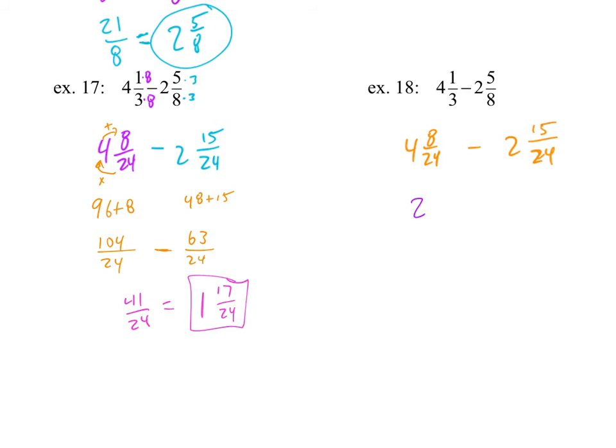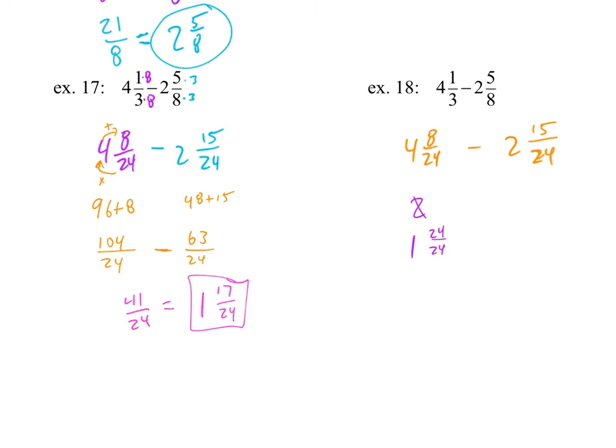So this way it gets a little harder now. When you borrow a whole, you cut a pizza into 24 pieces, and I'm going to borrow a whole pizza. How many pieces am I borrowing? All of them. So 24 of them. So this is going to be a 1 and 24 over 24, right? So it's 2.